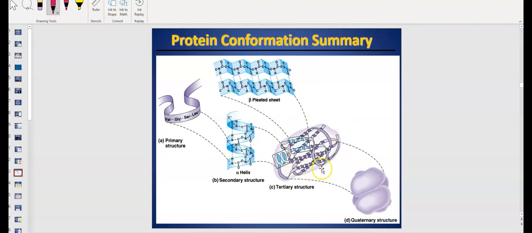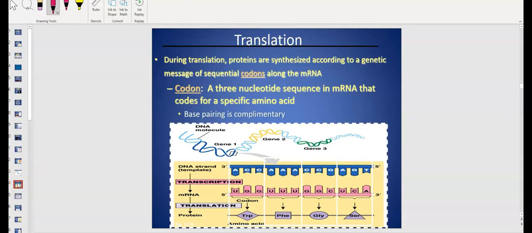The 3-dimensional structure, which is also the interaction of the R groups, is in here, and then quaternary structure, if there is one, is more than one linked together to give it its final shape. All right, so hopefully you guys understand how proteins are folded into their proper shape to make them functional.